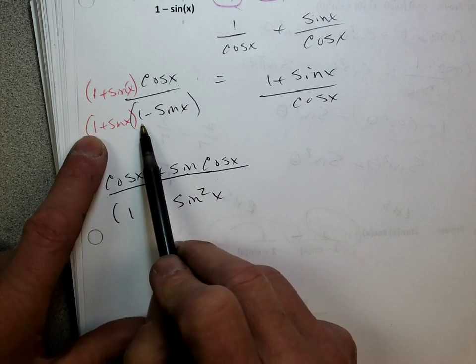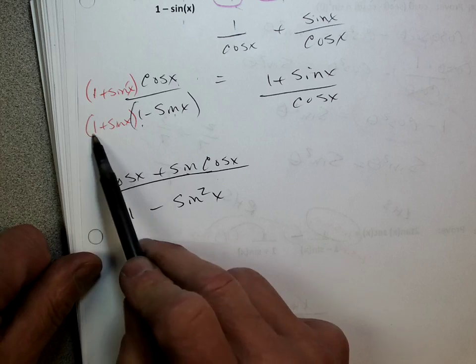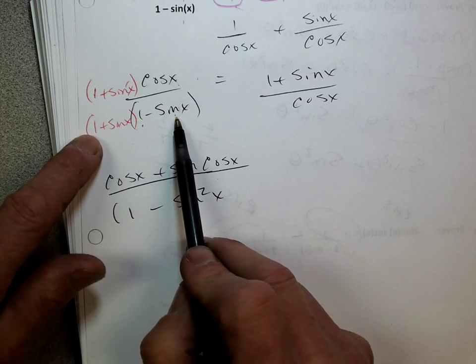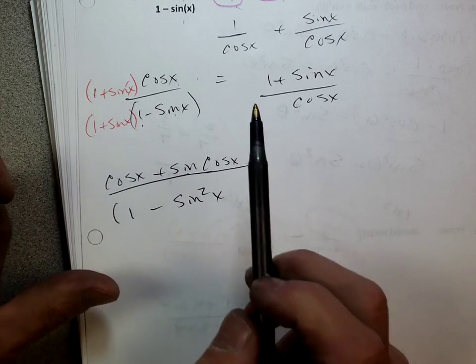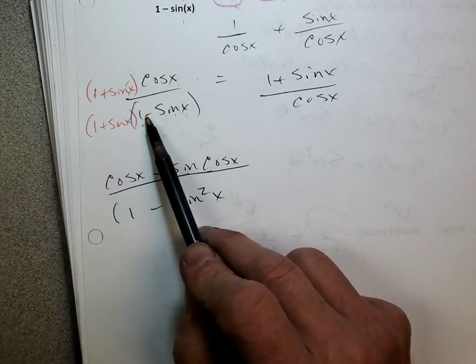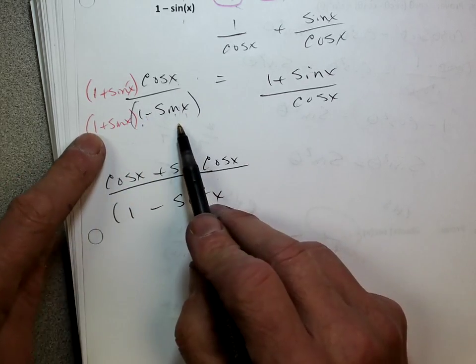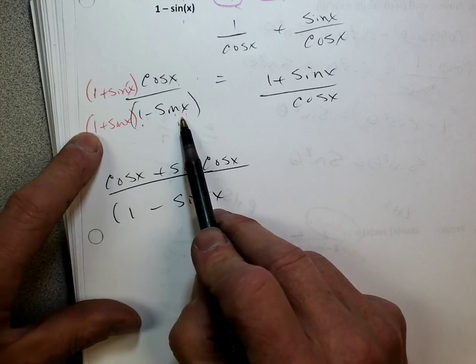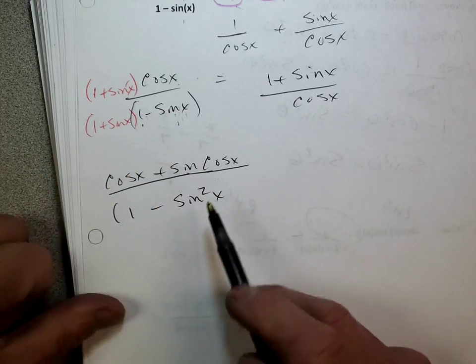Okay, you see the 1. I skipped a step. I knew the negative sine and the positive sine would cancel. I went 1 times 1, and I didn't write the negative sine of x, positive sine of x, because I knew they were going to cancel. You guys see that? I got a negative sine of x and a positive sine of x. They would have canceled. I just saved myself a step.